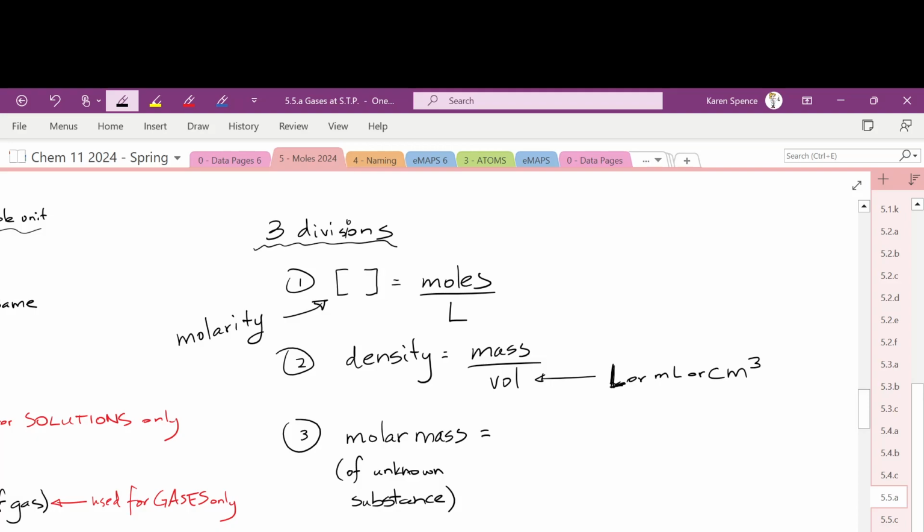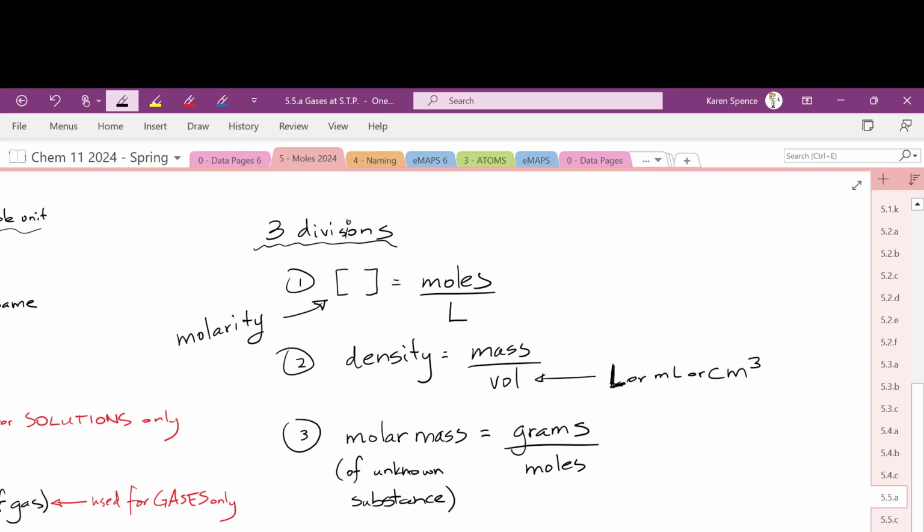And we just learned molar mass yesterday. How do we calculate molar mass of an unknown? Grams divided by moles. Okay, and in the past, I've had students calculate molar volume as well. I've left it out this year just due to time constraints. But if you were to calculate molar volume, it would be volume per mole, okay? At any rate, here we go. Those are our 3 divisions.